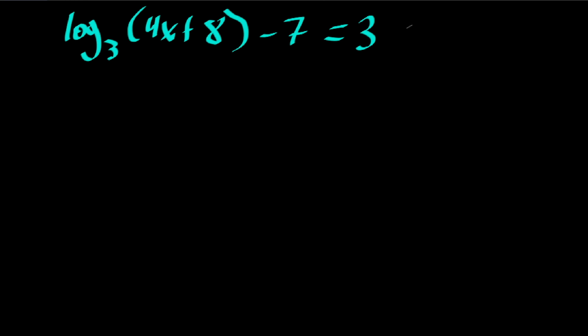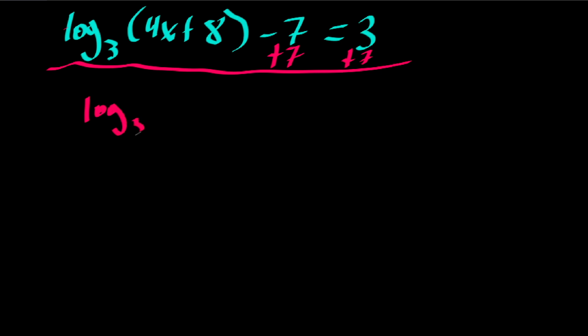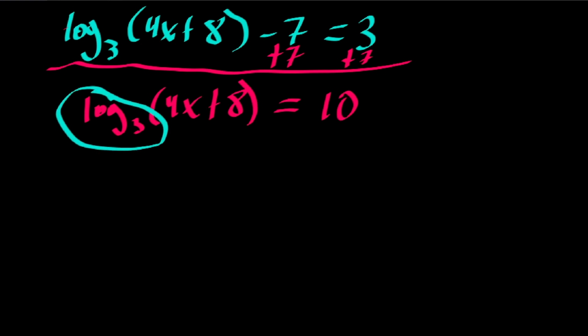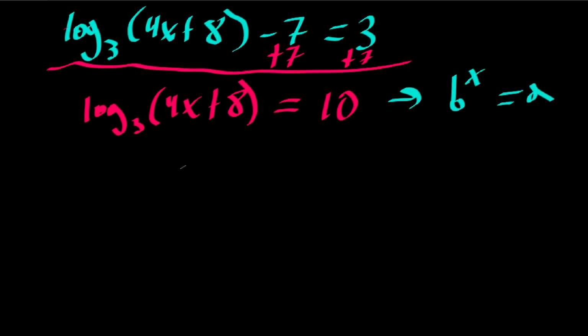Once again, you can tell immediately that we don't have a log on both sides. The first thing we need to do is try to condense, which this is already condensed. Then we want to get rid of this minus 7 because we also need to isolate. How would we get rid of minus 7? We would add 7. So now log base 3 of 4x plus 8 equals 10. Once again, if you don't have a log on both sides, this log base 3 can't be canceled with the one-to-one property. Instead, we're going to rewrite this in exponential form, b to the x equals a, and that should allow us to solve this.